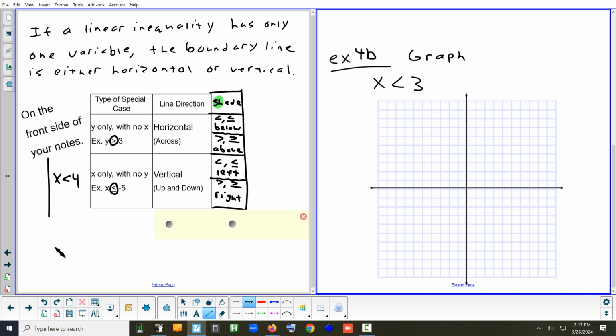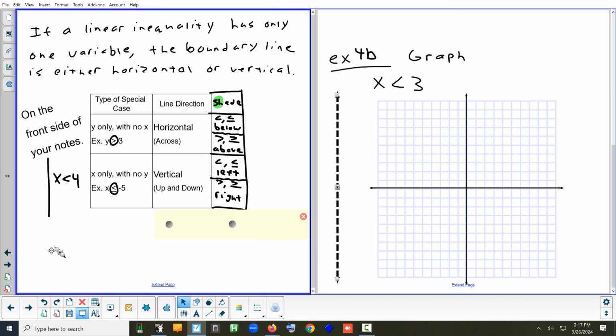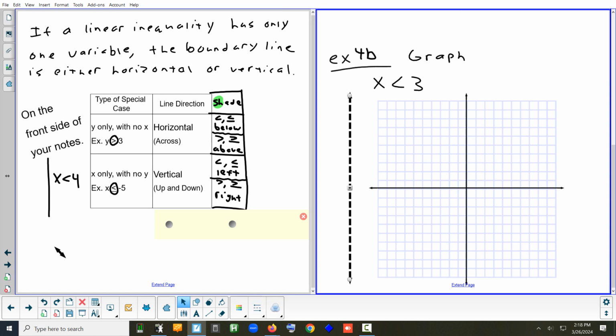And is it going to be solid or dotted? Dotted. Okay, so let me make my line off to the side. Make it dotted. And where is it supposed to go? Through what number? 3. So 1, 2, 3. So X by itself, vertical, through the number 3. What's the last thing I have to do? Shade. Yep. The left.